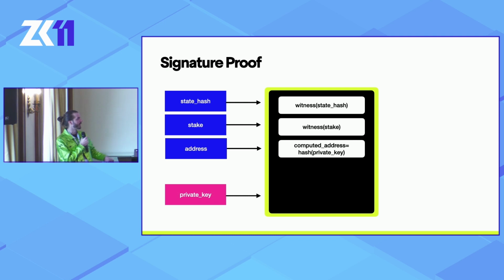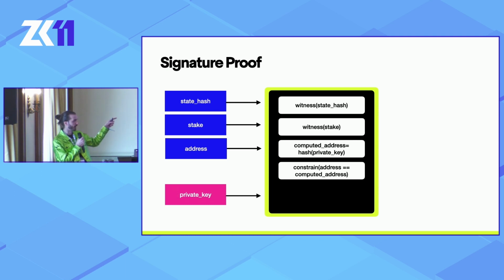If we take the private key, which is obviously going to be a private input. Oh yeah, so the blue here is public inputs, and the pink is private inputs into the proof. If we compute a hash of the private key, that will give us what we could deem an address that represents that private key. And then we can just constrain that address to be the same as the computed address.